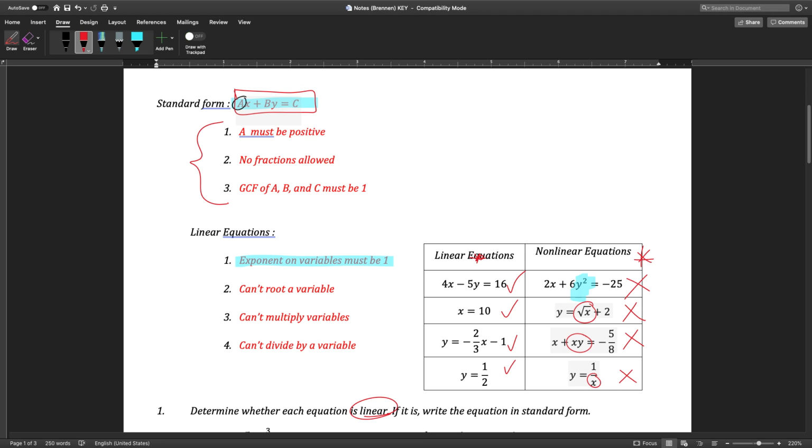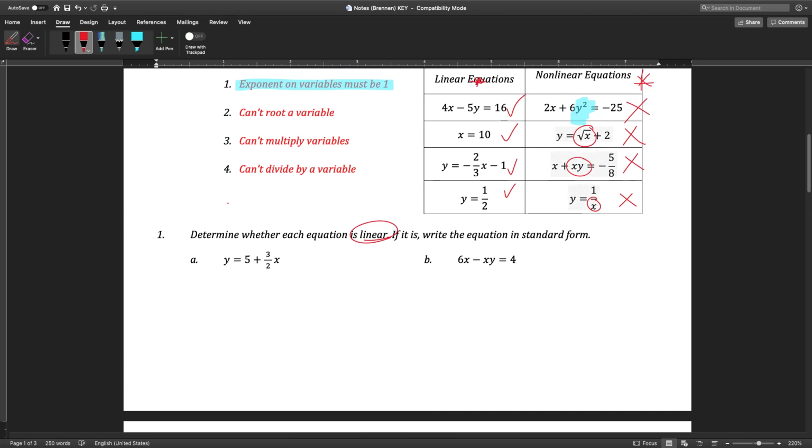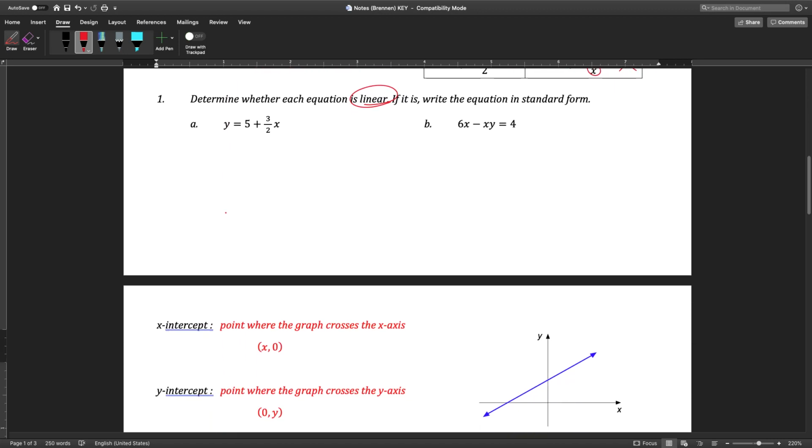The first thing to do is to check whether or not we follow the linear equation rules. Are my exponents on the variables 1? Yes. Did I root any variables? No. Did I multiply any variables by each other? No. Did I divide any variables? No. So this is a linear equation.